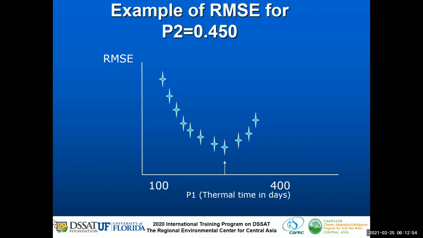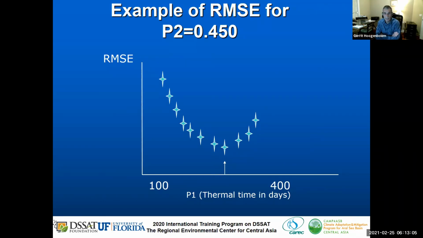So we can see in this graph that we varied P1 starting at 100 and probably we ended somewhere at a value of 390, 380, and we kept P2 constant at a value of 0.45.